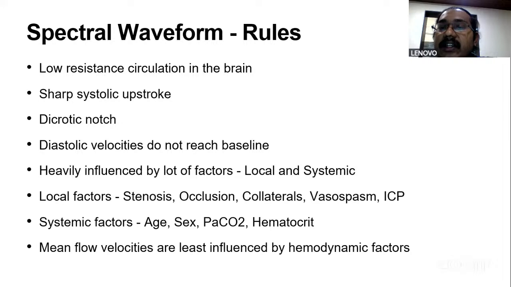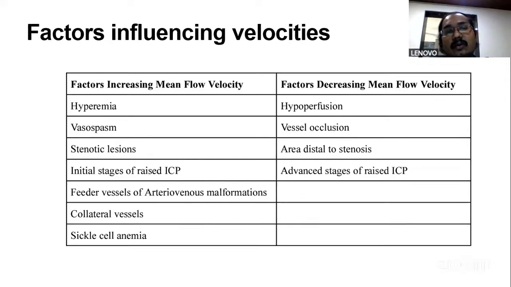Whereas end diastolic velocities are used to look at intracranial pressure, because when intracranial pressure increases in the brain, the first thing that happens is the end diastolic velocities decrease. So we look at how end diastolic velocities are decreasing, and we can tell about intracranial pressures. Whereas when there is a vasospasm, we look at the mean flow velocities as a standard approach. So this is how it goes: peak systolic velocity for stenosis, mean flow velocities for vasospasm, and end diastolic velocities for raised ICP.